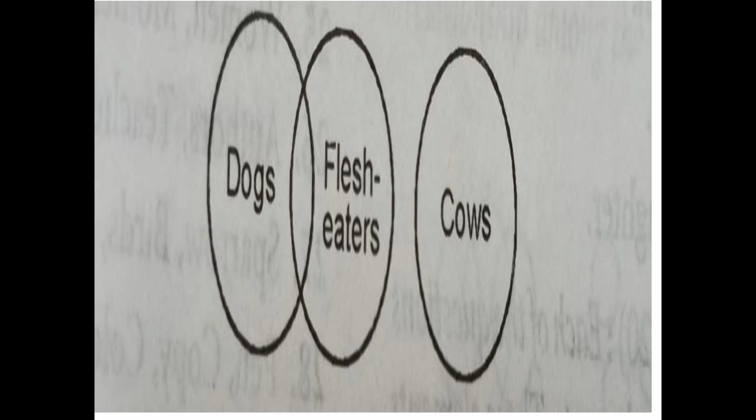Lastly, type 9, relationship between dogs, flesh eater, and cows. The first item is partially related to the second, but the third is entirely different from the first two. So in this case, some dogs are flesh eaters, but not all, and you can say in another way that no flesh eater can be a cow.